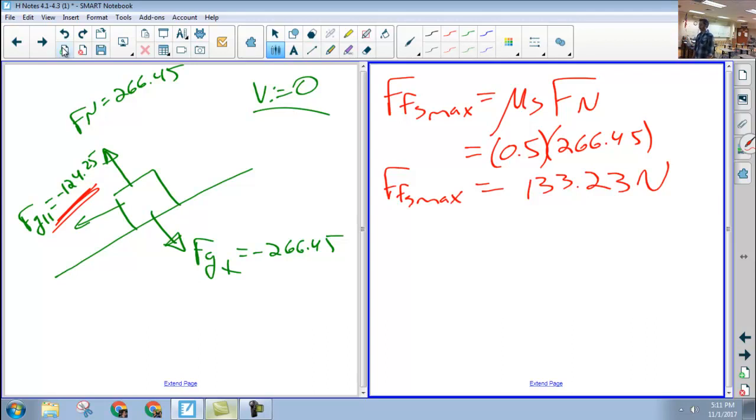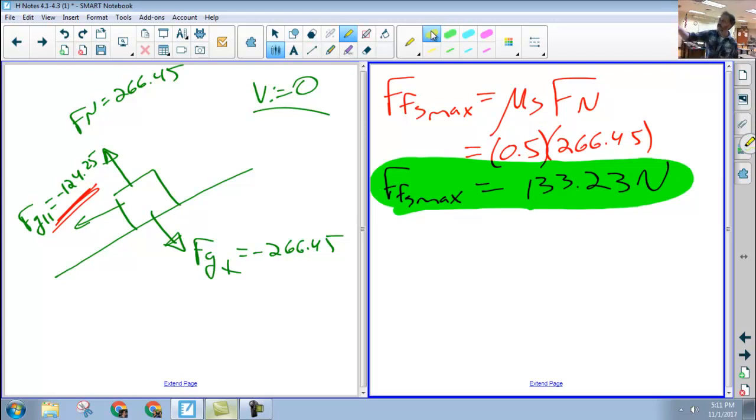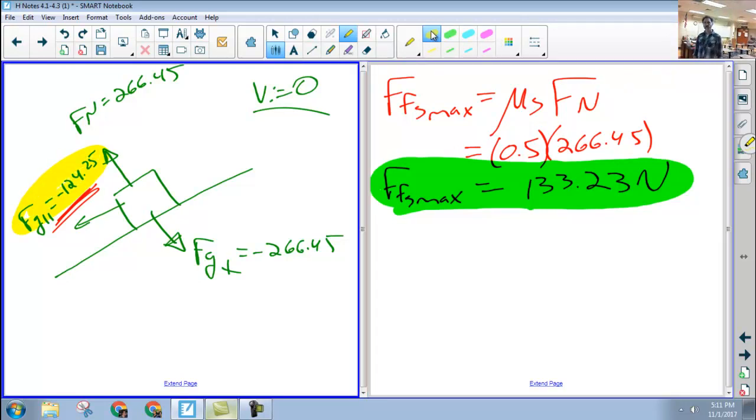So let's think about what's happening here. What we just decided is this. Static friction has 133 newtons worth of force in its wallet, right? That's how much force friction has in its wallet. And meanwhile, gravity's pulling down with this much force. So can static friction prevent the motion? 100% it can, right? Because to prevent the motion, you would just have static friction going up the hill with a force of 124.25 newtons, and you'd be done.